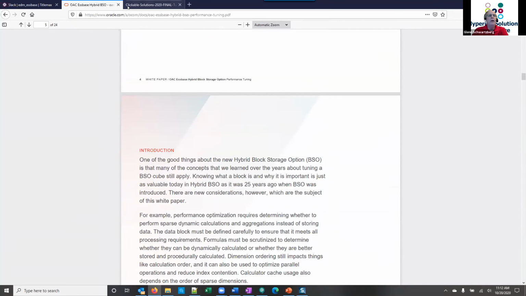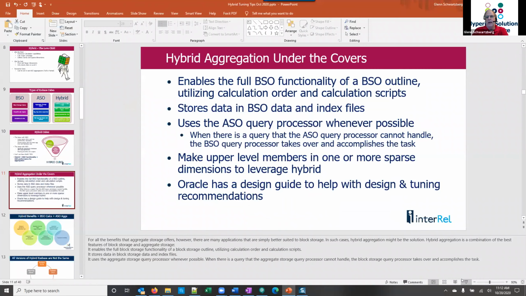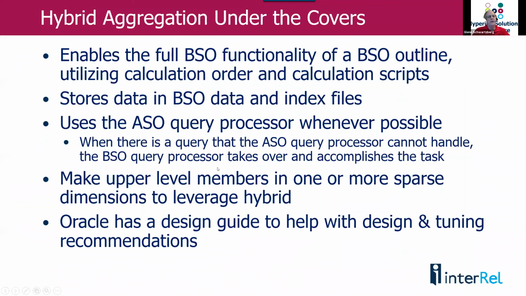And so I'm going to go back to the presentation now. The other thing that a lot of this presentation was based on is when hybrid first came out in planning, we were lucky enough to be on the beta of that, and we did a lot of testing of using hybrid in EPM Cloud. And so some of the recommendations in here are based on that testing that we did there.